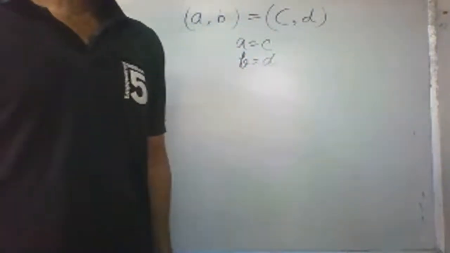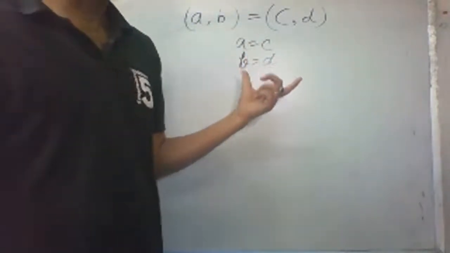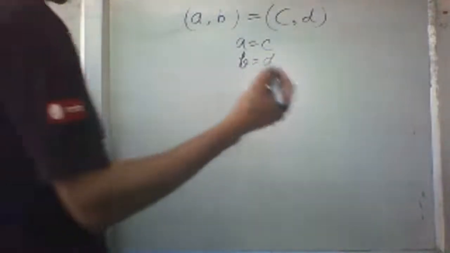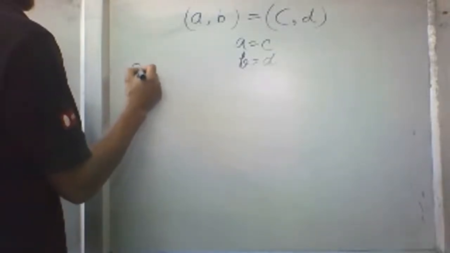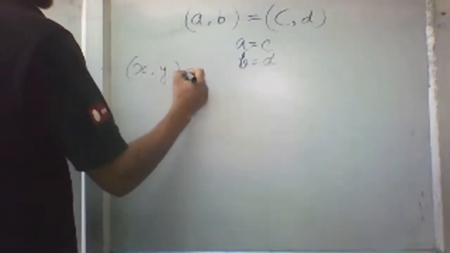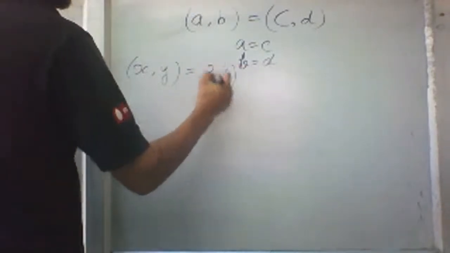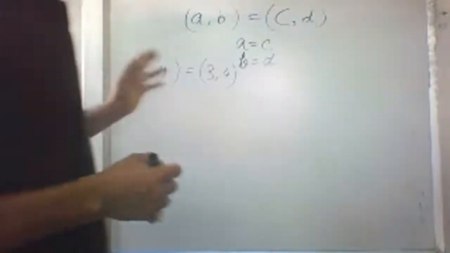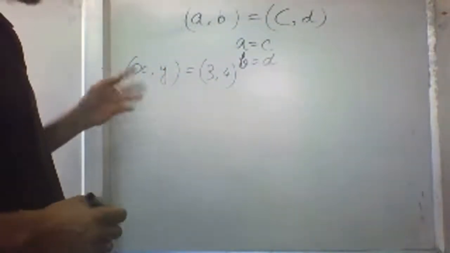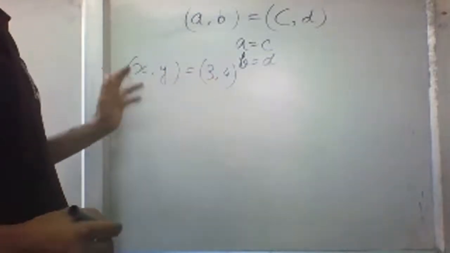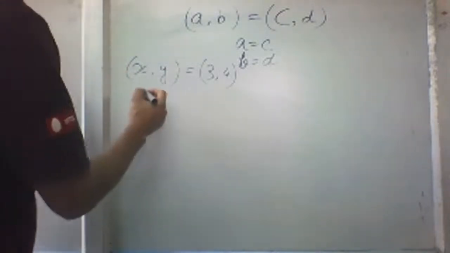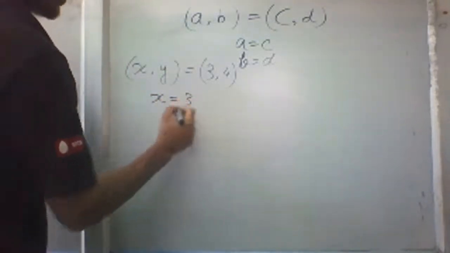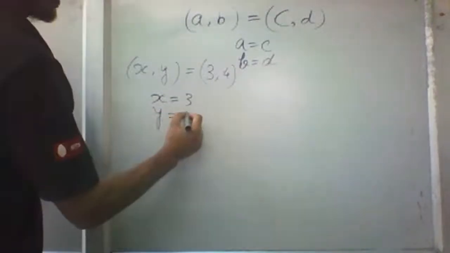Where will you use this technique? Now see, if your teacher gives a question in your examination and writes on the paper that (x, y) is equal to (3, 4), and if these both ordered pairs are equal, find the value of x and y. It means here you will write x is equal to 3 and y is equal to 4.